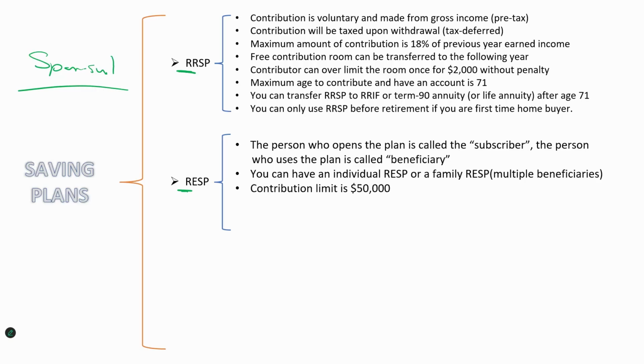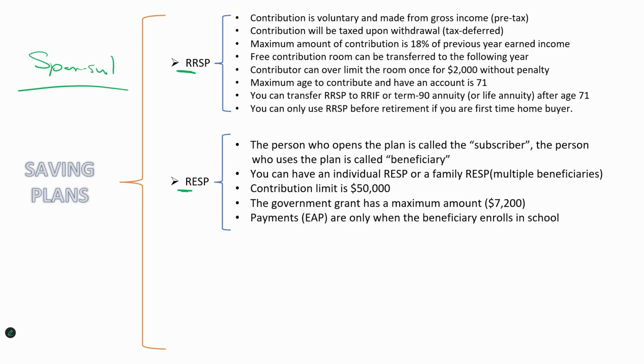The contribution limit is $50,000. The government gives a maximum grant of about $7,200, and the payments are only going to be given when the beneficiary or the child goes to school. So if they don't go to school, the government is going to take away the grant, and it's going to be subject to penalties and taxes and all of that. So it's going to be a really awkward situation. Make sure your children go to school. Okay, so this is what an RESP is. And also, when you take out the money, the beneficiary has to pay the tax on the growth.